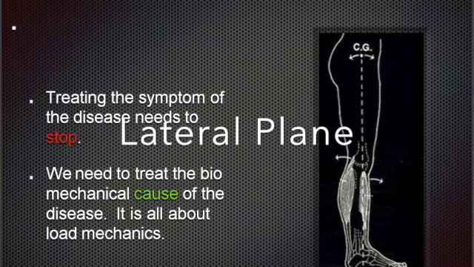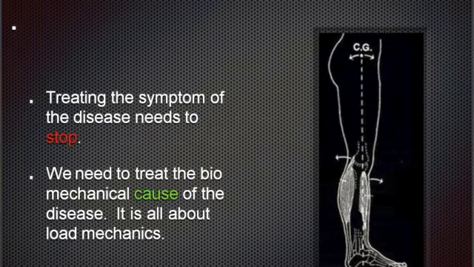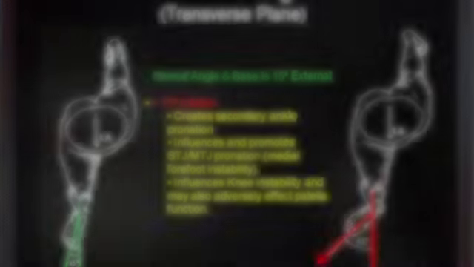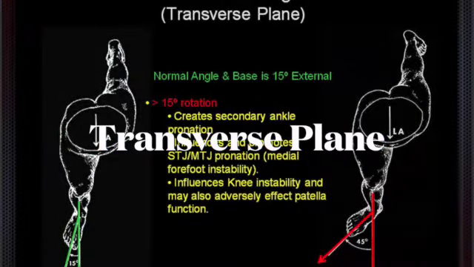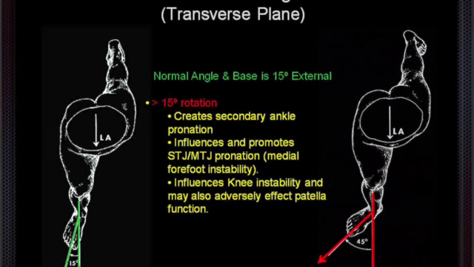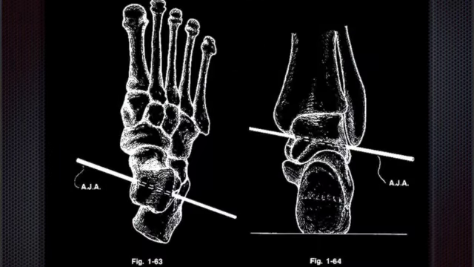The first plane of the body that we're going to look at is the lateral plane. The next plane of the body that we're going to look at is the transverse plane, which is the floor surface, as if you're looking from the head down to the feet.